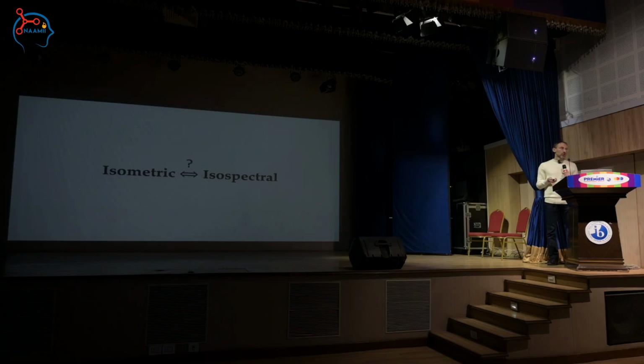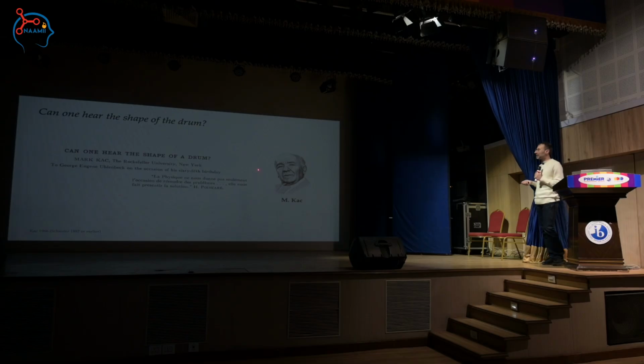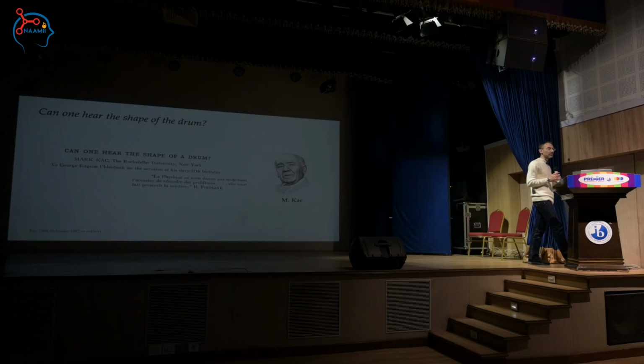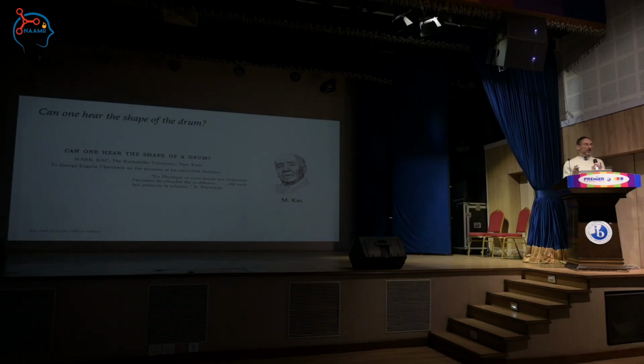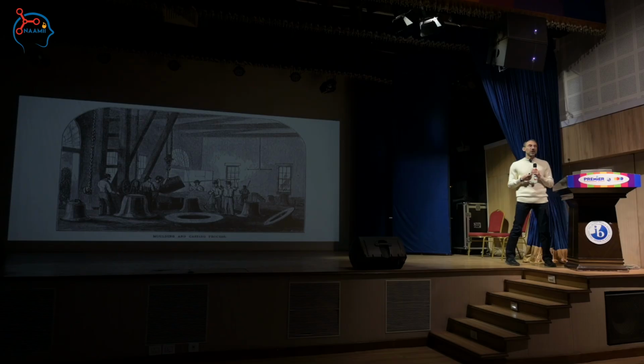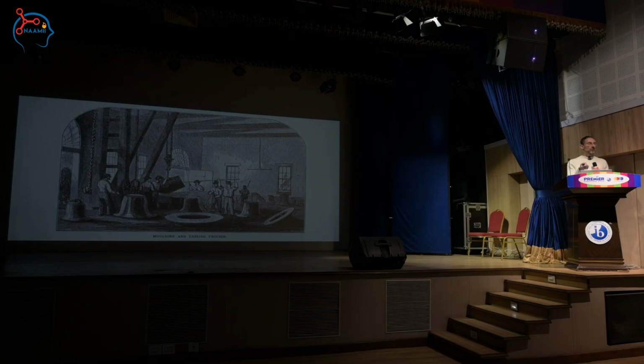But the opposite direction is not clear, and it was poetically put by Mark Kac, who asked the question, can you hear the shape of the drum, right? Because the lambdas, the eigenvalues, have this acoustic interpretation. Can you actually hear the shape of the manifold, its metric? And if you think of, for example, the bell foundries, since the Middle Ages in Europe people were producing bells, and from the sound of the bell they could know its shape, right? They could know, for example, whether there is a crack.